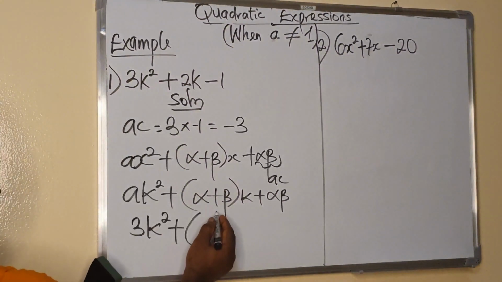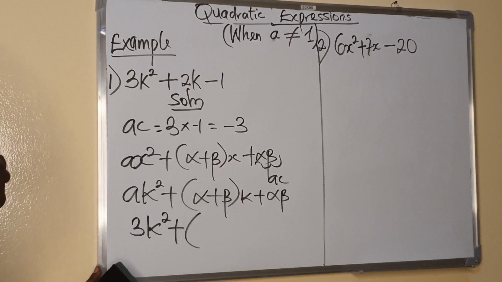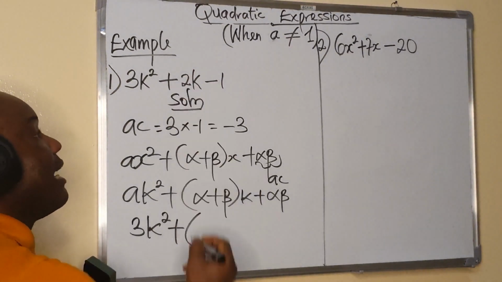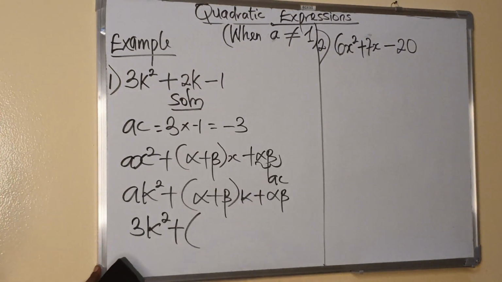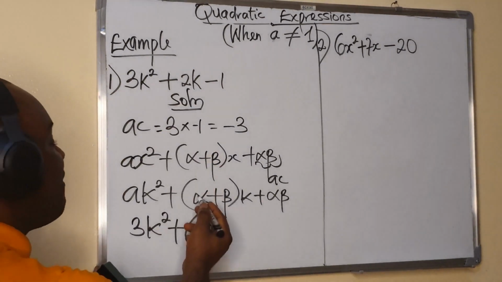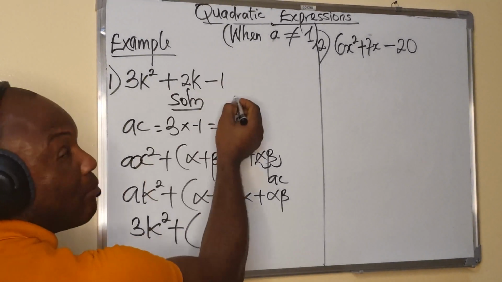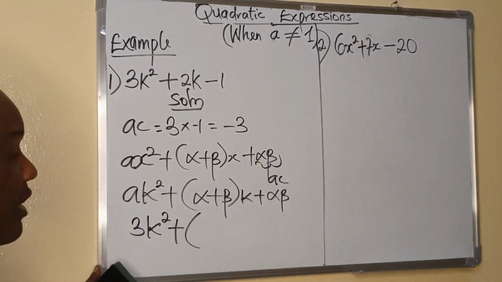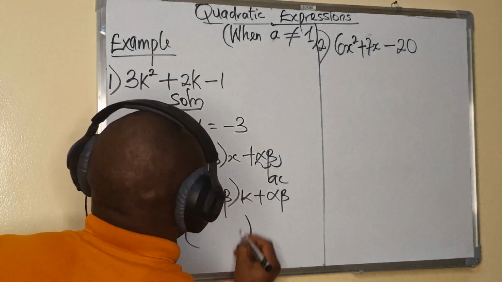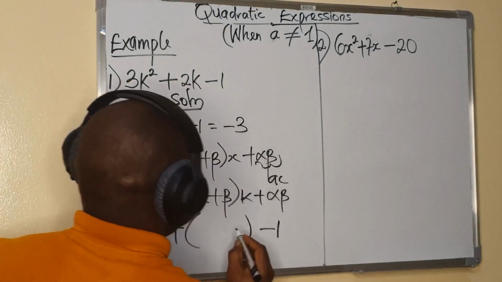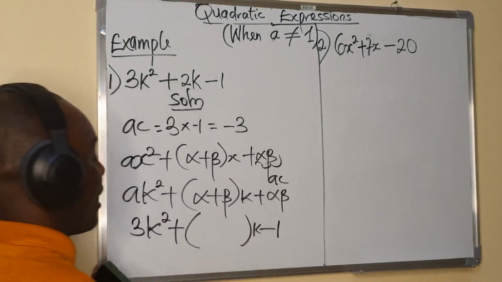Now I want to look for the factors as usual, that when I add them together, it's going to give me addition of 2, that is positive 2. But the same factors when multiplied together will give me, remember AC, will give me negative 3. Meanwhile, I just keep my negative 1 right there. Don't forget about that. So our focus is inside the bracket.